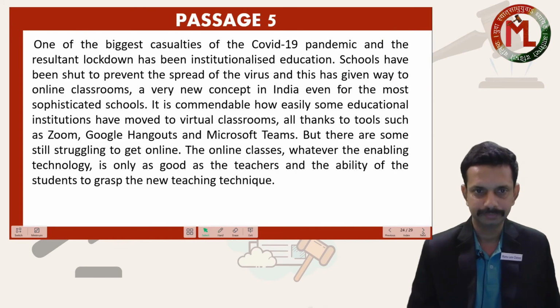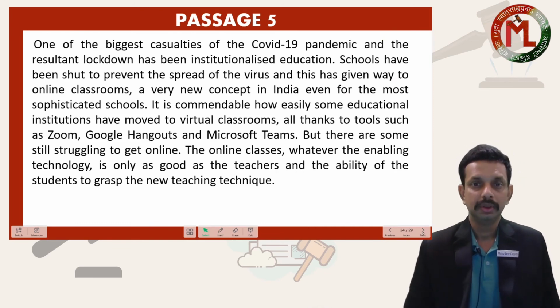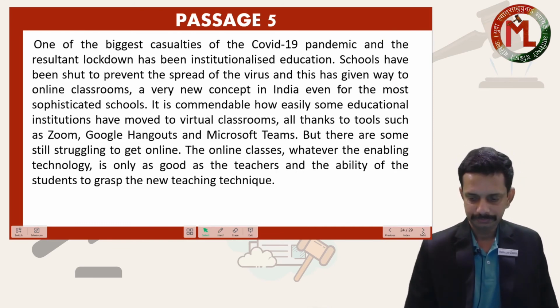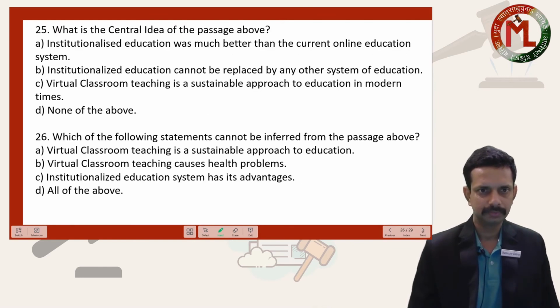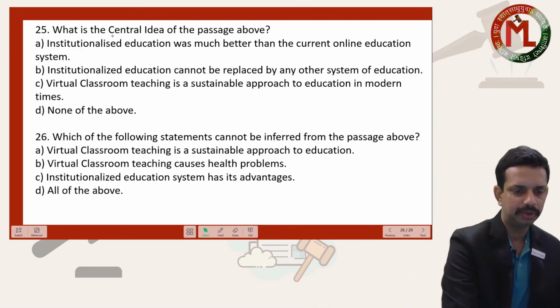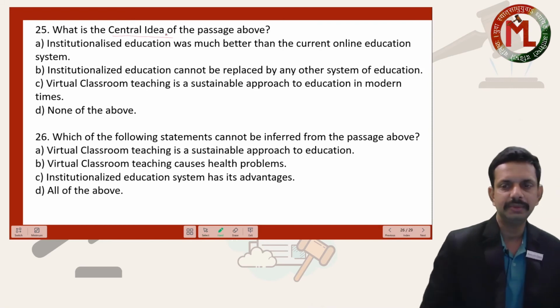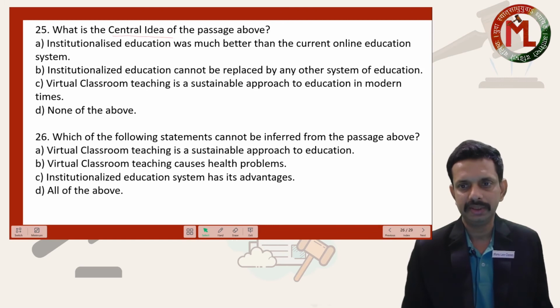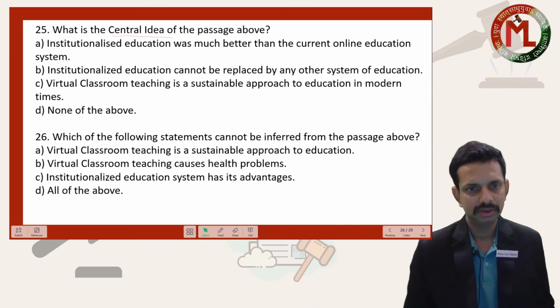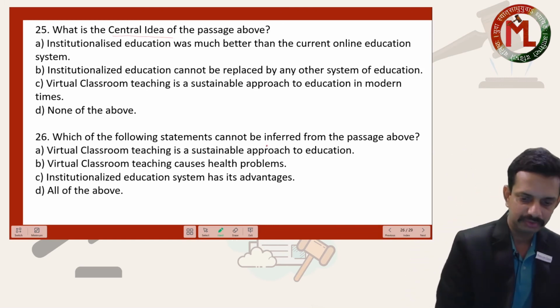The next thing, again a passage, last one. Again a passage. Again, the first question is about the central idea. Central idea means main idea. So the main idea, we can identify the main idea by reading out the passage. The second one, again inference.